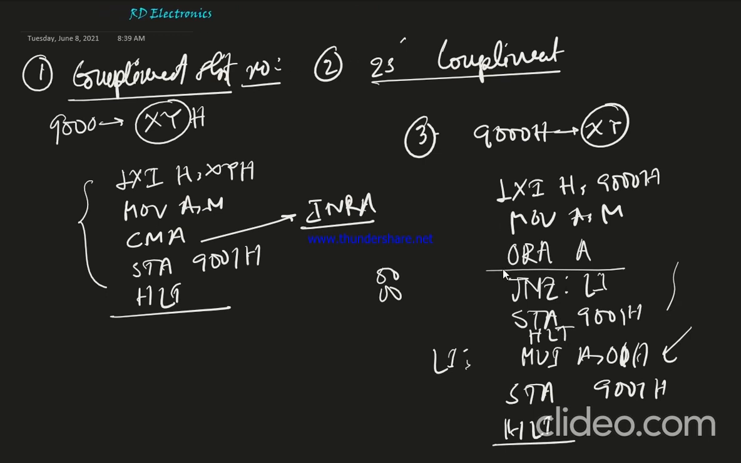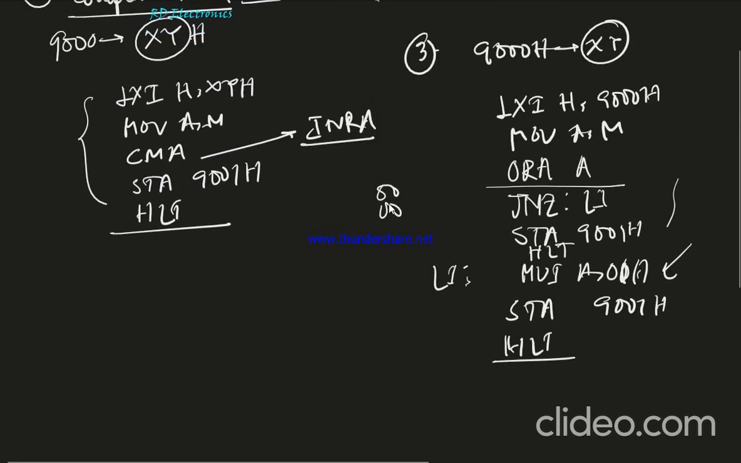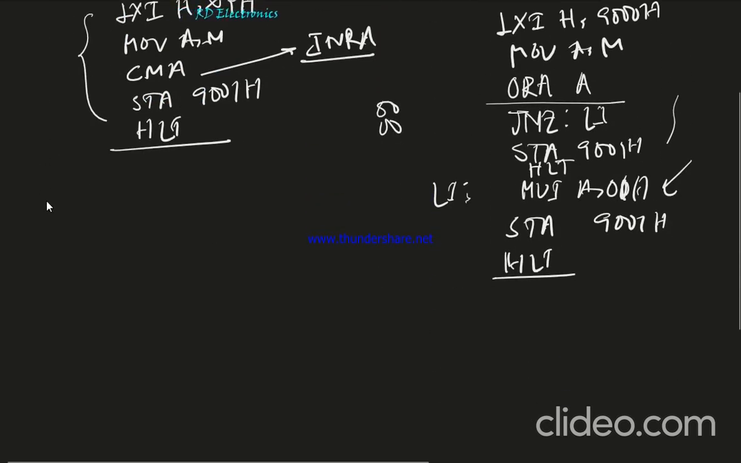In a later session we will develop this program in the 8085 simulator IDE, to check whether the number is 0 or not. Okay, so now the fourth programming method is the task to rotate the number using the RRC instruction.